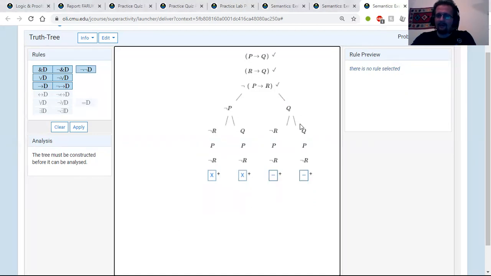So that line of thinking isn't going to work either. What about the third branch? Well, here we have Q, not R, P, and not R. Are any of these atomic statements in contradiction with one another? And the answer is no, right? We have P, Q, and not R. None of them have a contradiction. So in this case, you're going to click on the branch, click on the little plus sign. Now this branch is open and complete.